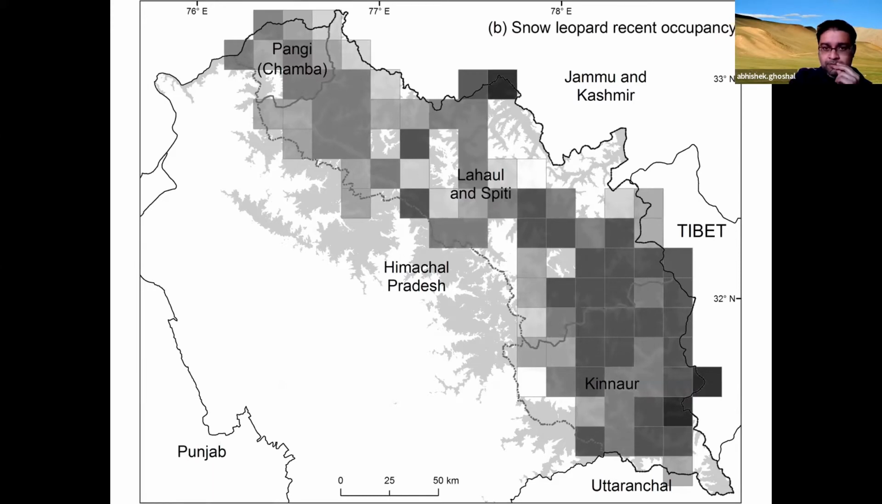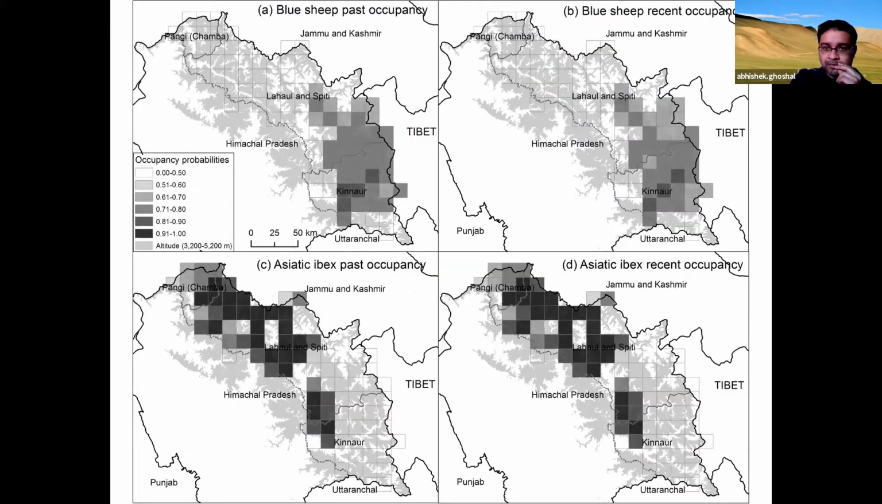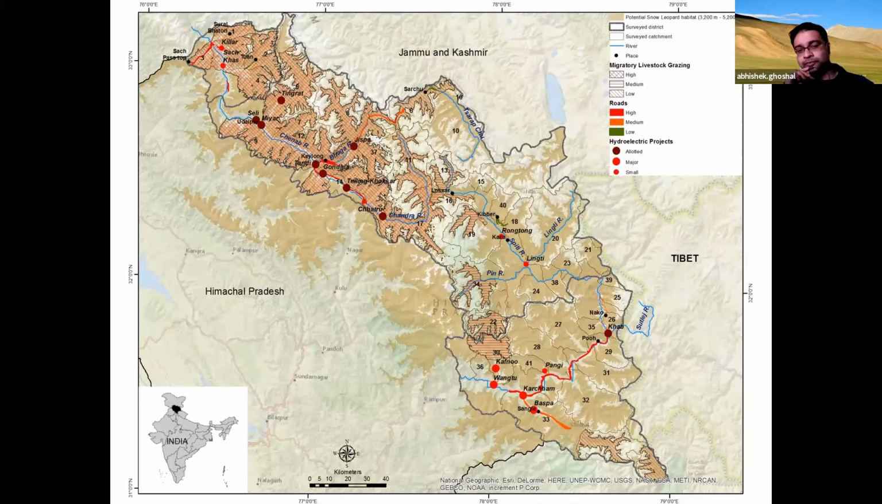And using similar principles, we developed occupancy maps for the prey species. So the row above is of the blue sheep, mainly restricted to the eastern part of the study area. And the lower row is for the ibex, past and current for both the species. And using this sort of an interview-based approach, you get a lot of additional information like the conservation issues that are prevalent in that particular area.